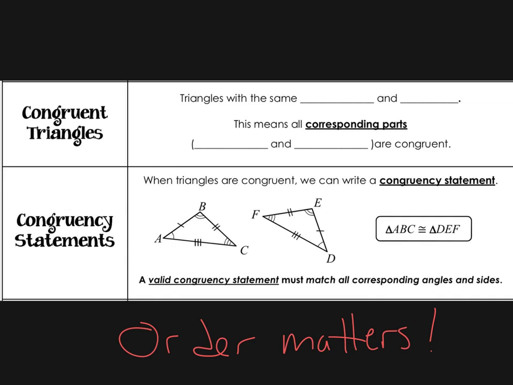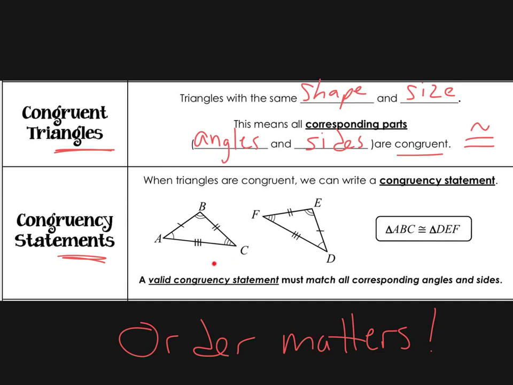Now that we have that squared away, what are congruent triangles? They're triangles with the same shape and size. Same shape and size. Now, if we actually do have congruent triangles, that means that all their corresponding parts with respect to both angles and sides are congruent, right? Everybody's the same. So when we talk about congruency statements, first we're going to look at this picture right here.